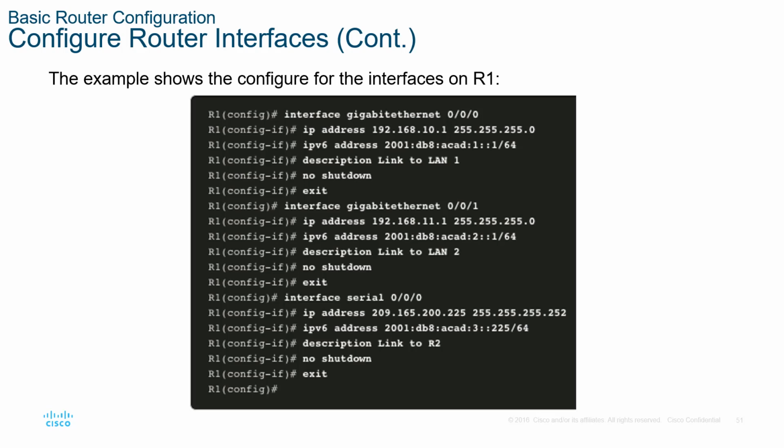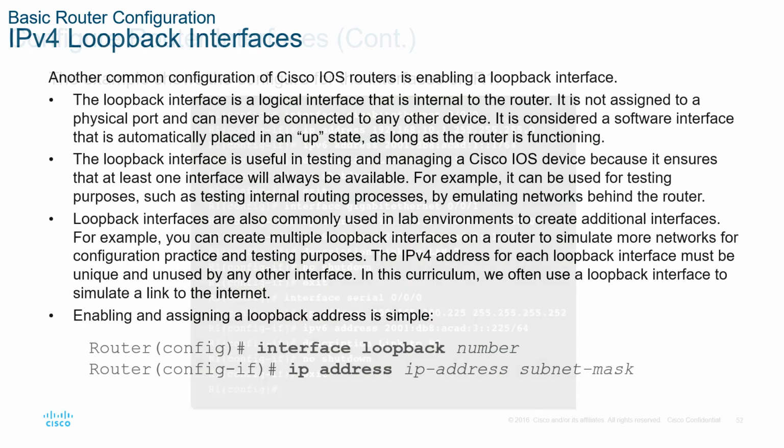Again, we have to have at least one IP address assigned to it, and that's typically an IPv4 address. We also have what's called a loopback address. A loopback interface is a logical interface that is internal to the device and is not assigned to a physical port. It's considered a software interface and is automatically in an on or up state. The loopback interface is very useful when we're talking about testing and managing IOS devices because it ensures that at least one interface will always be available for connectivity. Like if we're looking at pinging something, this type of interface will always be up.